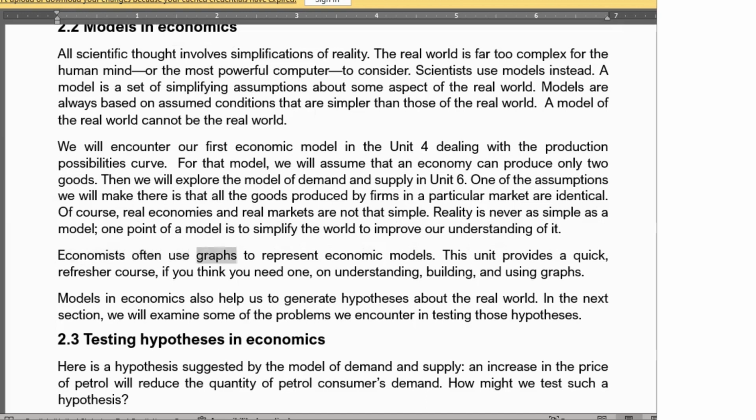Economists often use graphs to represent economic models. This unit provides a quick refresher course, if you think you need one, on understanding, building, and using graphs. Models in economics also help us to generate hypotheses about the real world. In the next section, we will examine some of the problems we encounter in testing those hypotheses.